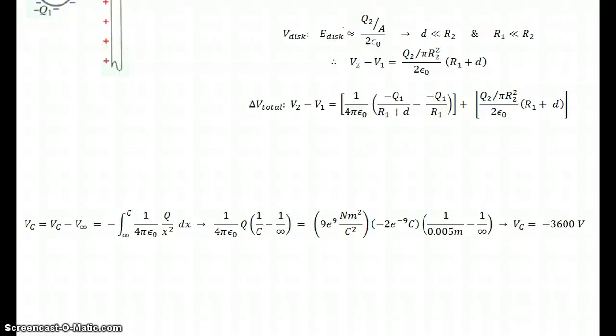By solving and plugging in the values of this situation, I was able to find the potential of a metal sphere of radius 3 millimeters and charge negative 2 nanocoulombs at a location 5 millimeters from the center of the sphere to equal negative 3600 volts.